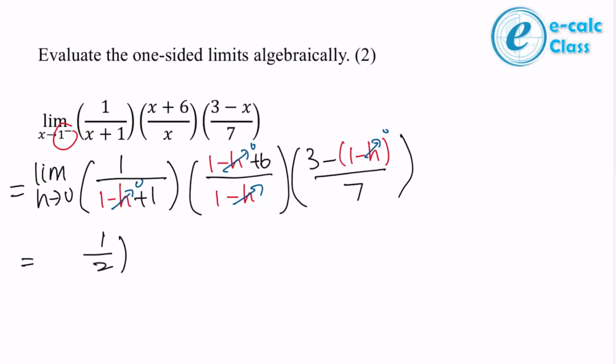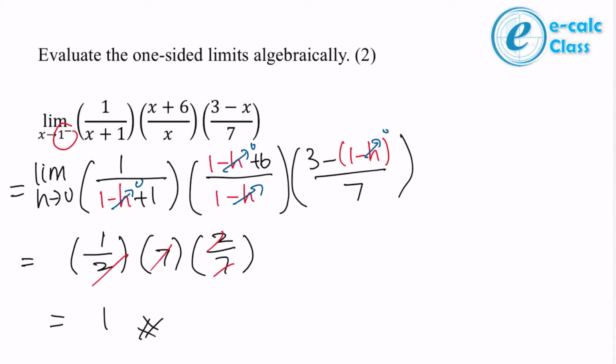So you have 1 over 2 times 7 over 1 times 3 minus 1 is 2 over 7. And this and that cancel, you got a 1. Finish. Very simple, right? Okay, let's look at the next one.